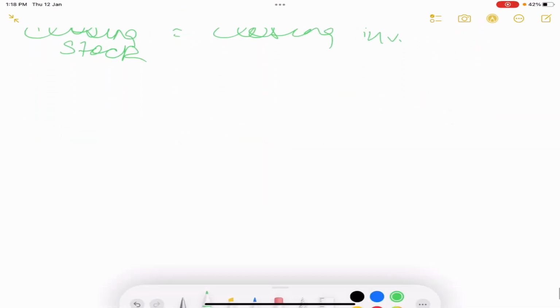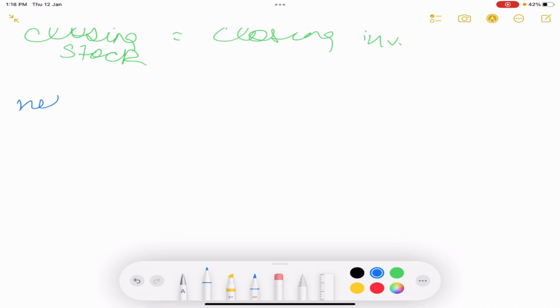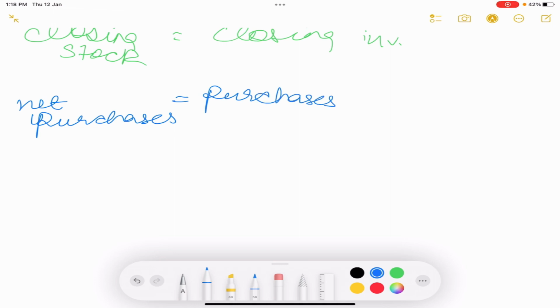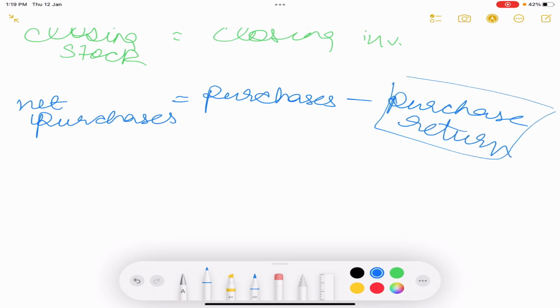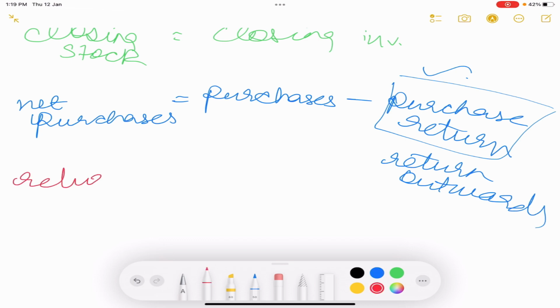So this much you guys can recall. And do you remember we also studied something called as net purchases? So what are net purchases? Net purchases are basically purchases only, but we deduct purchase return from it. What is purchase return? When we purchase something and we return it back. That means return outwards, right? And you guys recall what was return inwards? Return inwards is the same as sales return.